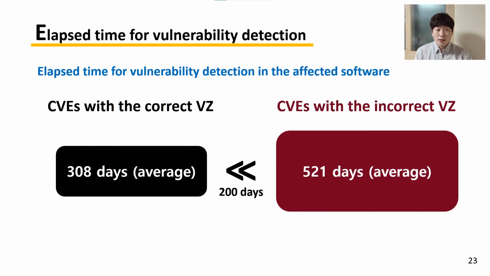Next, we investigated the elapsed time for patching a propagated vulnerability. Even when the vulnerability was successfully patched in the affected vulnerable software, we found that CVEs with the incorrect VZ require an additional 200 days to patch the vulnerability than CVEs with the correct VZs.